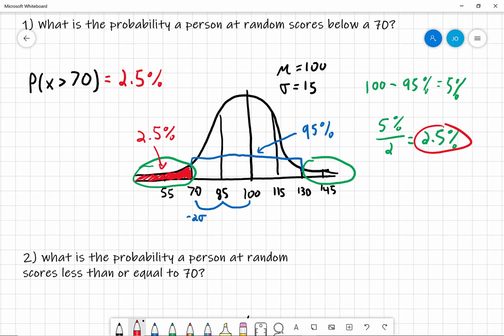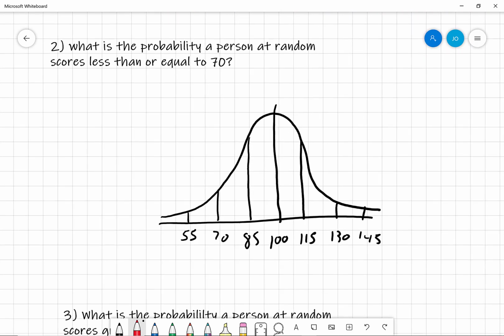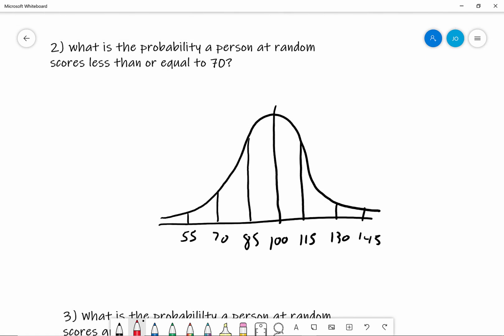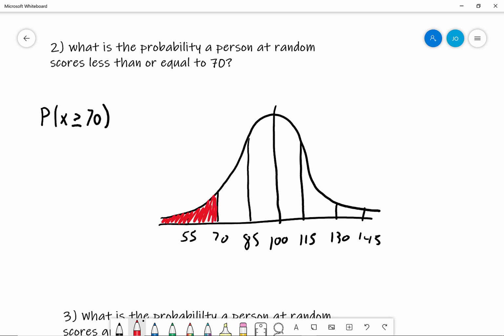The next problem, we're going to do something very similar, but I want to point out an important difference between this problem and the previous one. Here, we're trying to find the probability that a person at random scores less than or equal to 70. Written in notation, the probability that some random observation was less than or equal to 70. The only difference between problem 1 and 2 is we're including the value 70. If I were to shade what we're looking for, we would shade all of this area here.